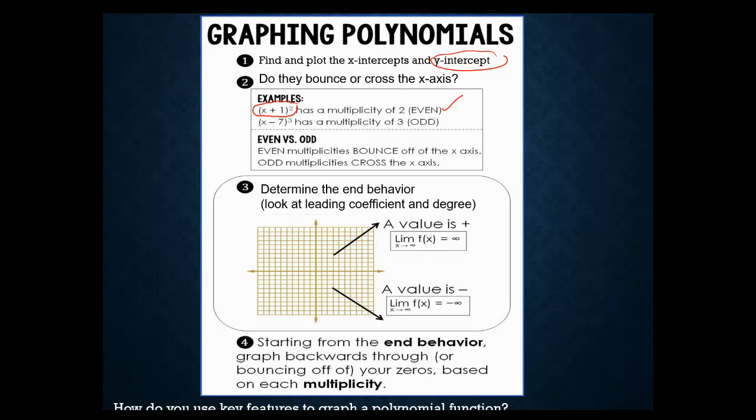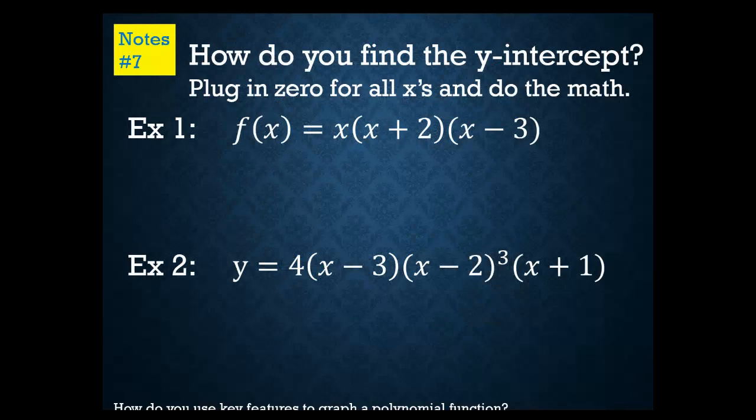And end behavior, we've already talked about that. Whether your lead coefficient is positive or negative tells you whether the arrows go up or down. And so we're going to start from the end behavior to graph backwards through or bouncing off of our zeros, our x-intercepts, based on the multiplicity. That means the bouncing. Okay, so I want you now to go ahead and hit pause and write these 2 problems down. Write down the title.